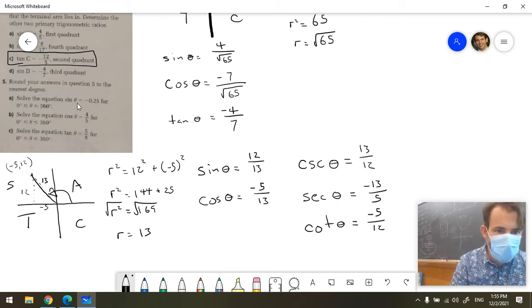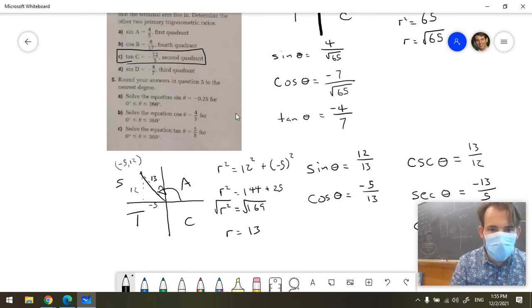So now solve the equation. Sine theta equals negative a quarter, for theta between 0 and 360. Round your answers in question 5 to the nearest degree. Then we have cos theta is 4 over 5, and tan theta is 5 over 8. And these inequalities, 0 is less than or equal to theta is less than or equal to 360, mean find all the values of theta within one turn around the x-axis. So that's what you're being asked to find.